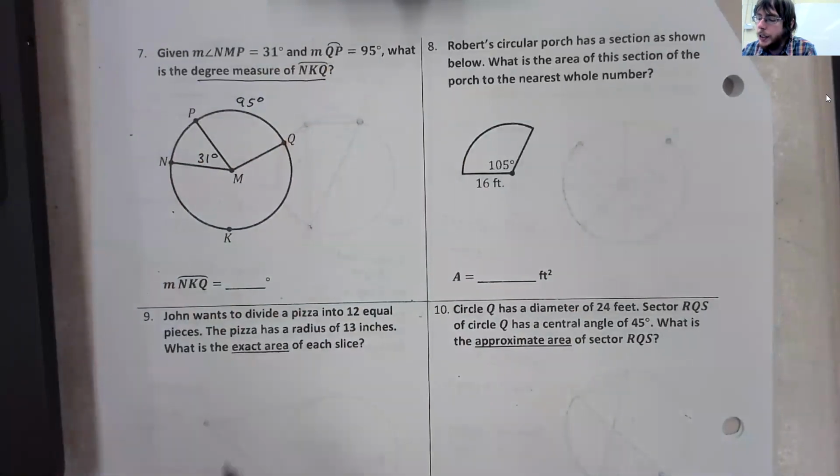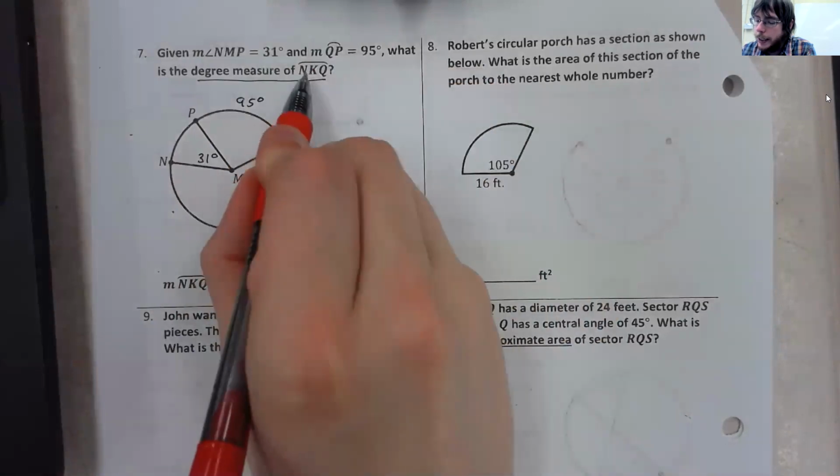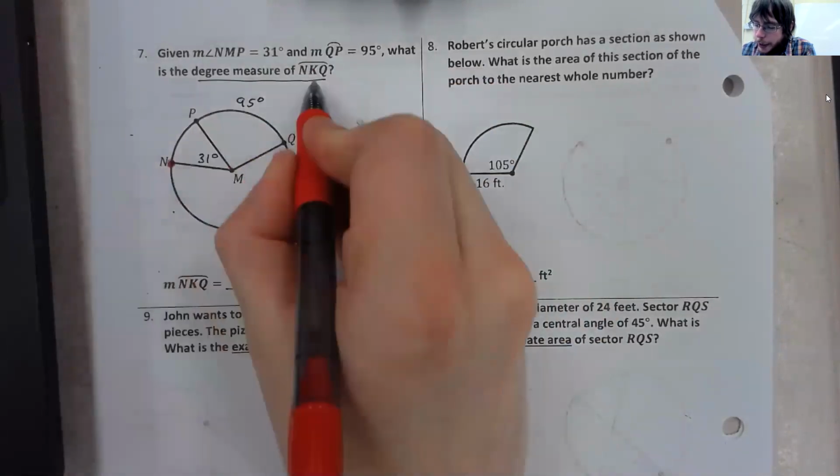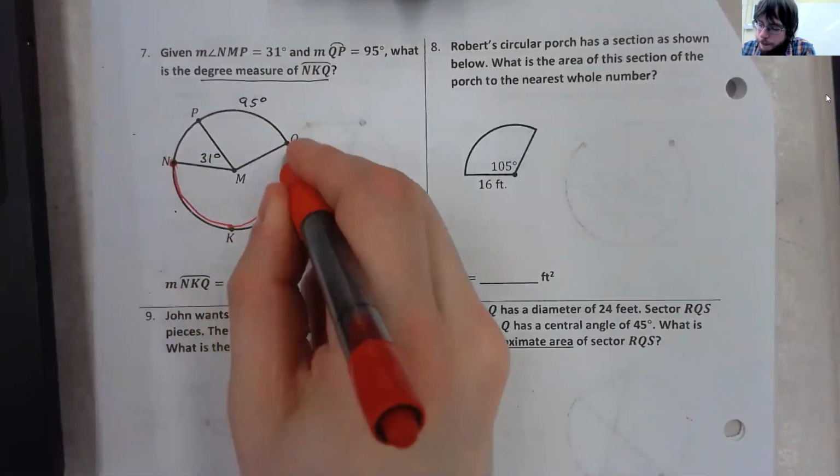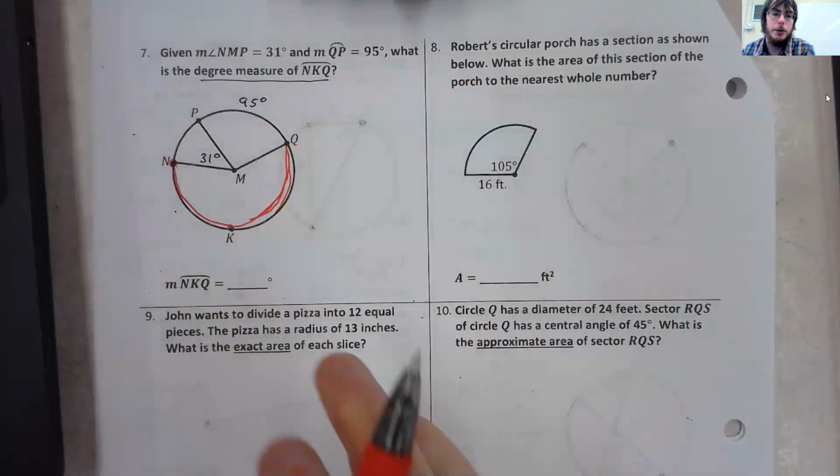So I'm going to highlight the arc that we want to find. Arc N, then we go to K, and then we go to Q. And that's pretty terrible, but it's okay.